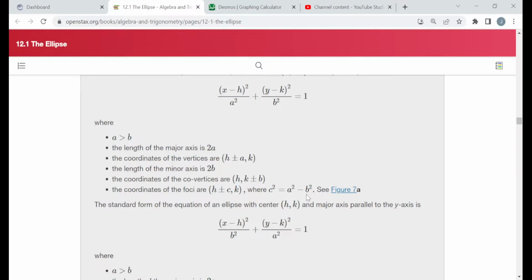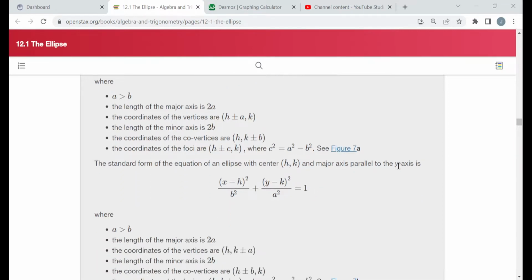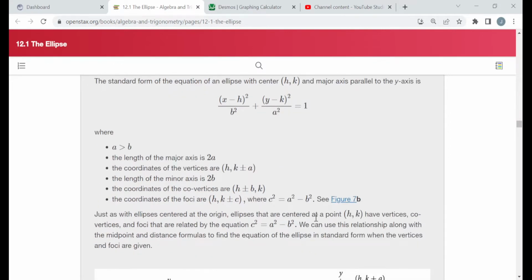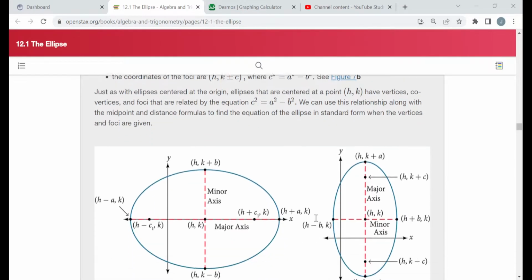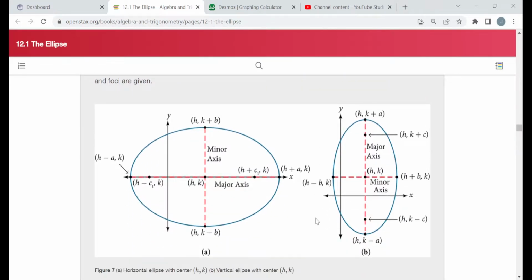The only thing that changes when the major axis is parallel to the y-axis is that a and b switch. You have a squared under the y term and b squared under the x term, and the rest of it is pretty similar. And here are some pictures of ellipses on the xy plane, all very similar to pictures from earlier, but instead of the center being 0, 0, the center is shifted to h, k. So it's shifted right or left h units, and then up or down k units.